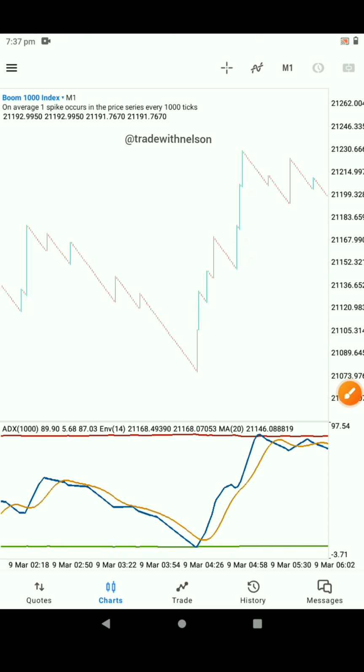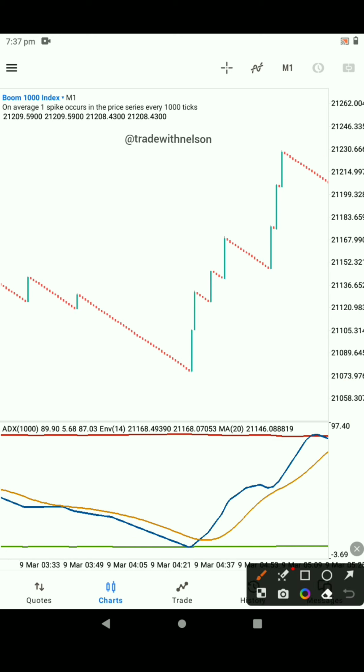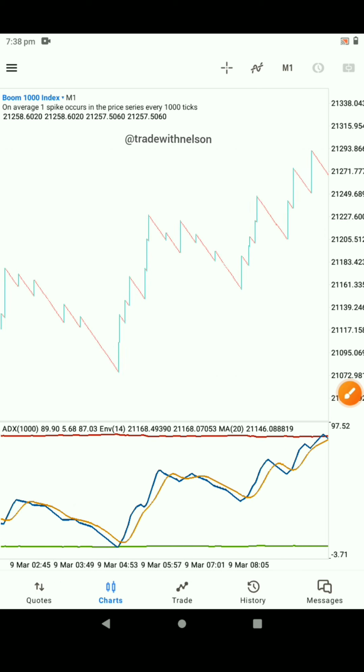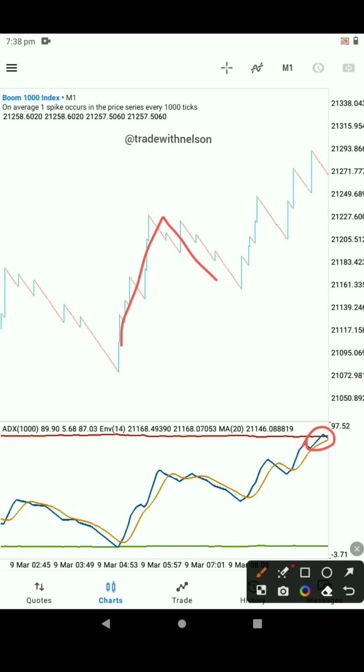If I zoom in, this is the first spike. You enter your buy immediately. The stop loss below this low, and you hold your trade until it enters into the red level. You can see the entry at this point. Then you close your trade at this point.